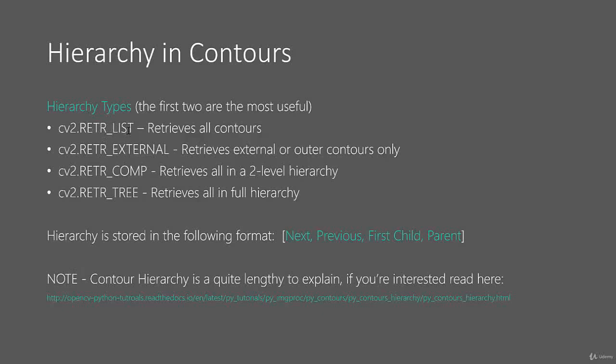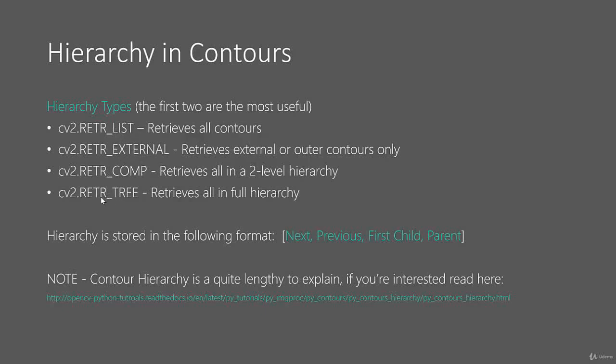There's retrieve mode list, which returns all contours, which is good if you just want everything. There's retrieve external, which gives us only the external contours, and I actually find this to be probably the most useful one in most cases. However, there will be times you'd want a contour that's within a contour. Imagine like a donut shape, perhaps. There's retrieve comp and retrieve tree.